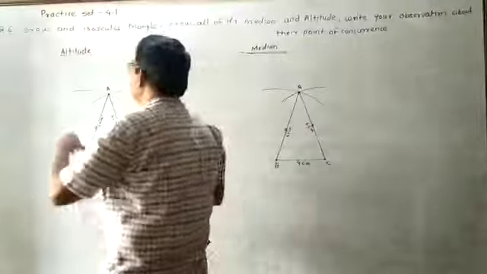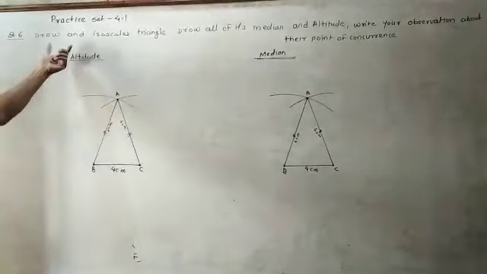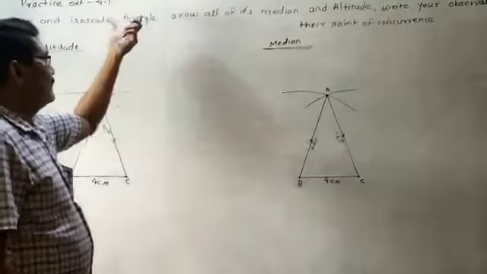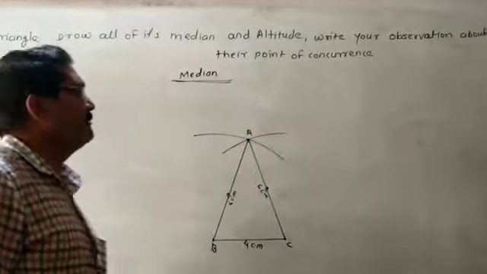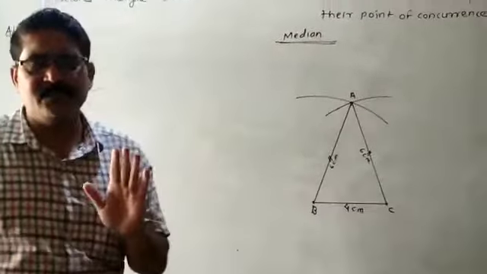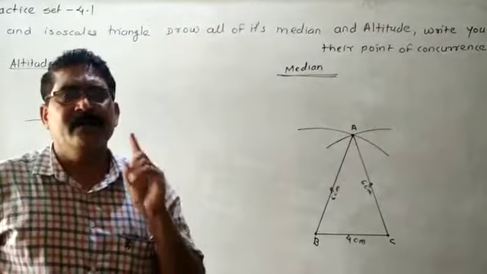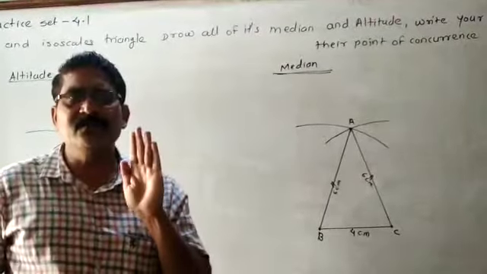Today you have to start with practice set 4.1, question number 6. Draw an isosceles triangle. Draw all its median and altitude. Write your observation about their point of concurrence. Means you have to draw the isosceles triangle and you have to draw all the three medians to that isosceles triangle and all the three altitudes to that isosceles triangle.